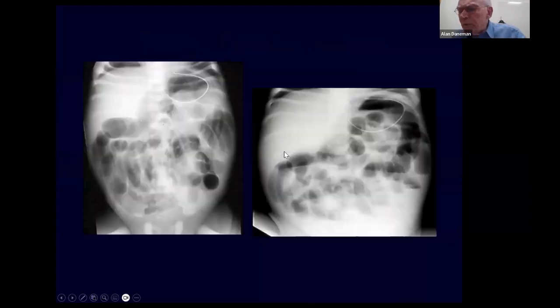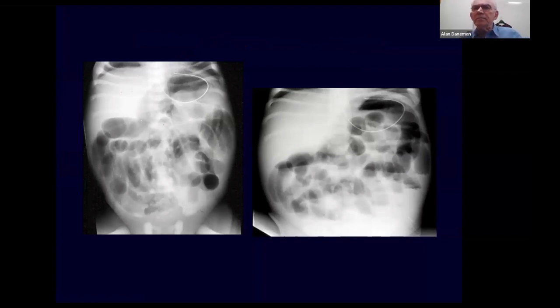Now, we've talked about the upper or high obstructions of the GI tract. Now I'll talk quickly about the low obstructions of the GI tract. And by low, I mean everything beyond roughly the region of the mid-small bowel.